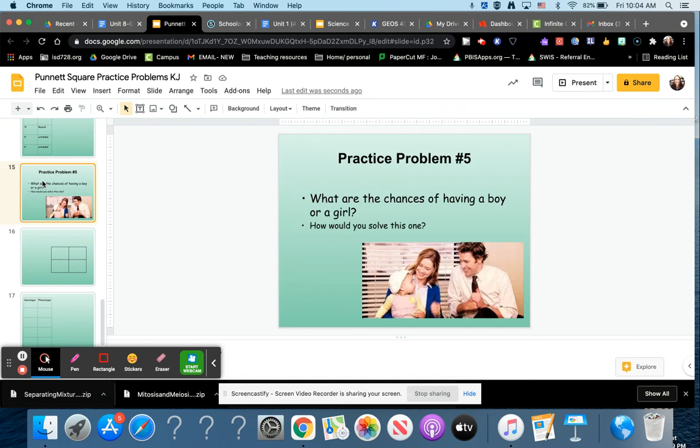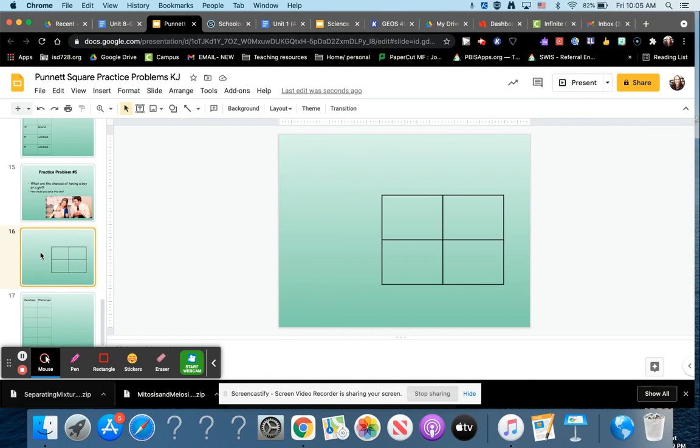All right, next problem, last one. What are your chances of having a boy or a girl? How would you solve this one? Now, we talked a little bit about the sex chromosomes, and the sex chromosomes of a female are XX, and the sex chromosomes of a male are XY. So to solve this one, think how you could do a cross for that. Go ahead and pause the video and try that out.